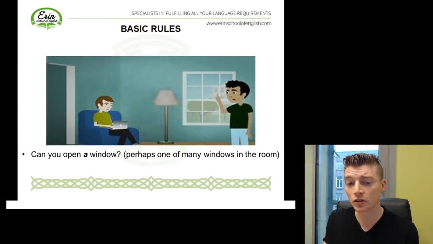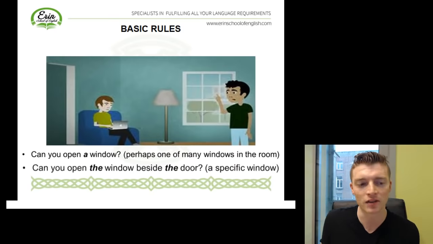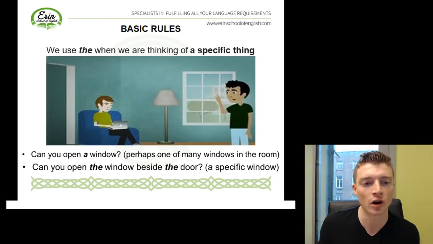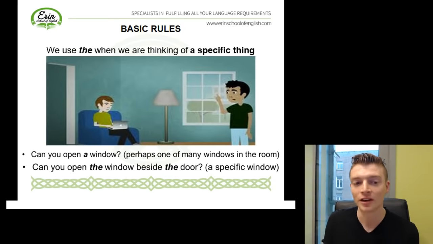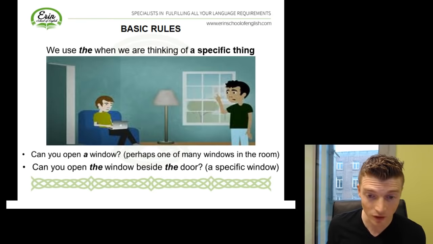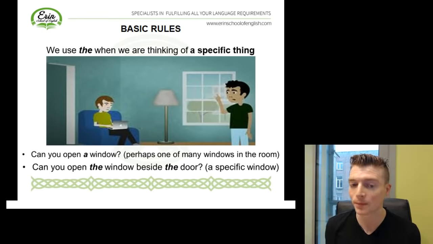However, have a look here. In this room, we only have one window. So you might ask, can you open the window beside the door? Here we use the definite article to talk about a specific thing. It's the window beside the door. Not any window, the specific window. The one beside the door.